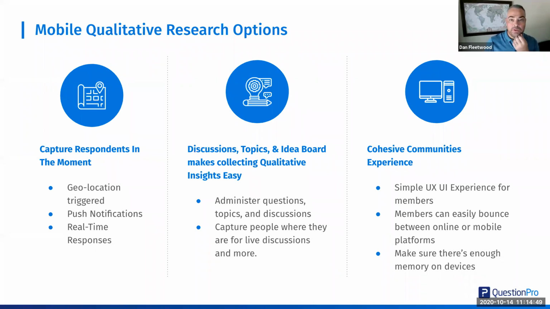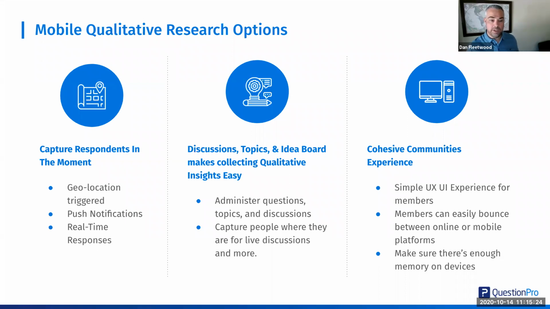Really, with qualitative research in mobile, you can capture respondents in the moment, which is nice. So you can get some of that qualitative feedback in the moment. And you can use this through geolocation triggers. You can also do this more in a quantitative way, where you can trigger based on location, and then a survey goes out to them. That survey might invite them to then do qualitative research. So that's something that you can do as well. And then you can use push notifications, real-time responses. So you can do all these things to capture in the moment with respondents.